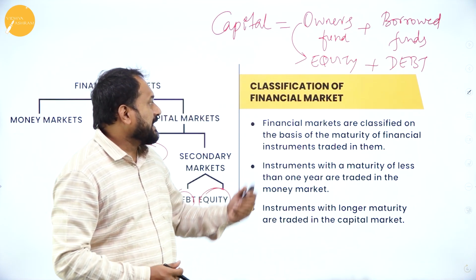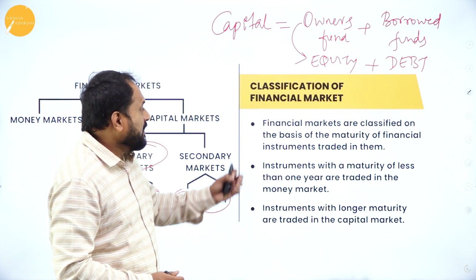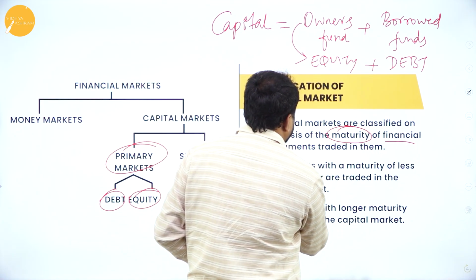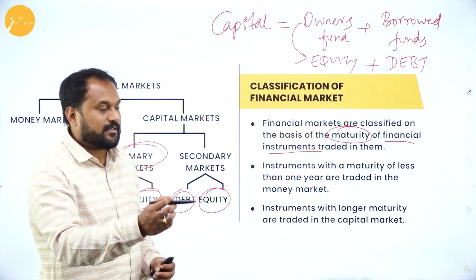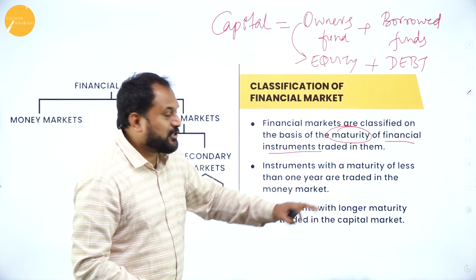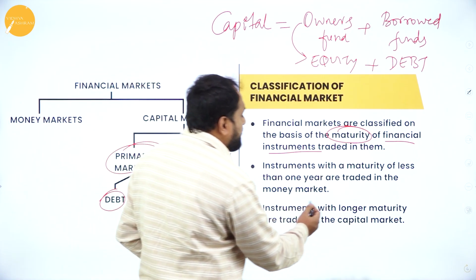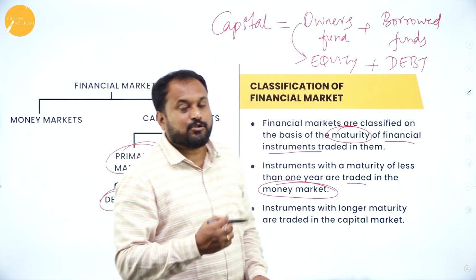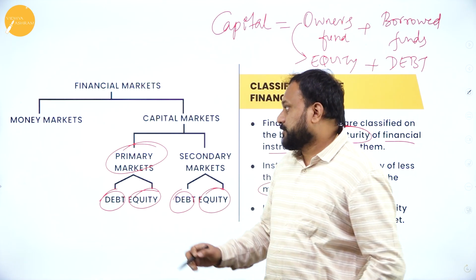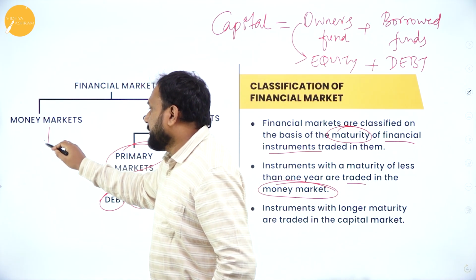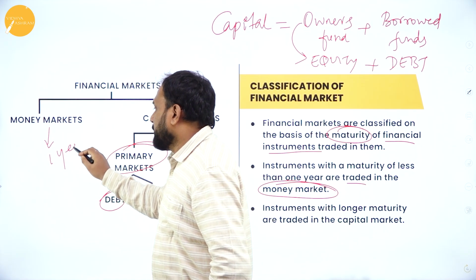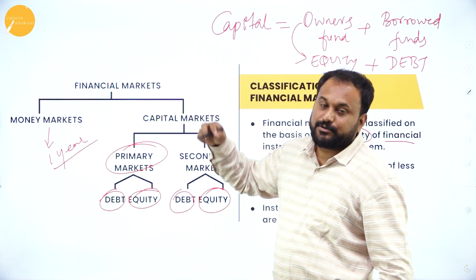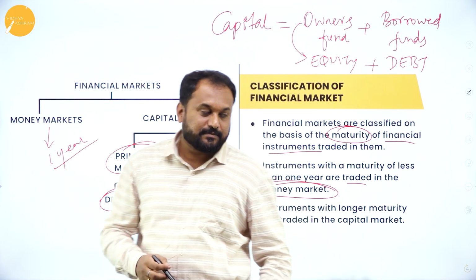So here, when we go with classification of financial market, they are classified on the basis of maturity of financial instruments traded in them. Instruments with a maturity of less than 1 year are traded in money market. Anything more than 1 year is all capital market. So money market in the sense within 1 year, the maturity is within 1 year. Capital market is more than 1 year.